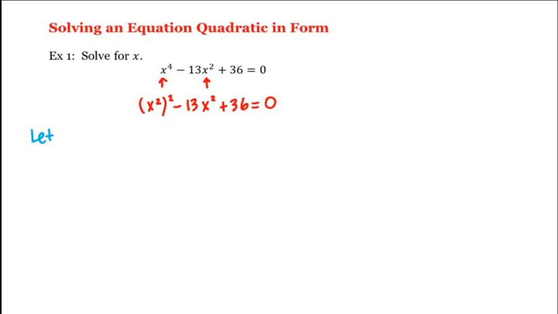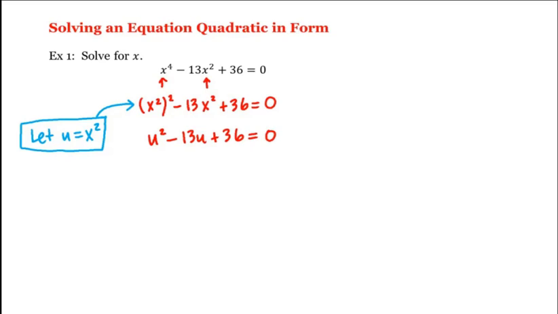So if we let u equal x squared, we can substitute this into this equation to give us u squared minus 13u plus 36 is equal to 0, which is a quadratic equation. Therefore, our original equation here is quadratic in form, isn't it? All right, how do we solve this equation? Well, we can factor the left-hand side, and it factors into u minus 9 times u minus 4.